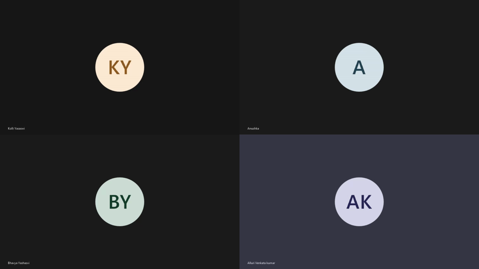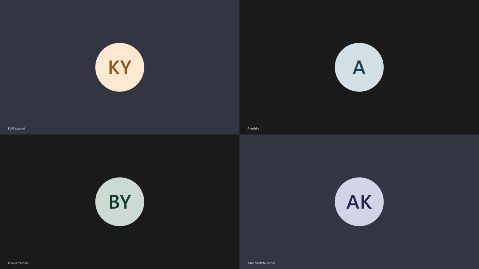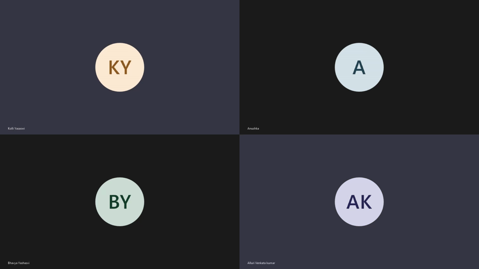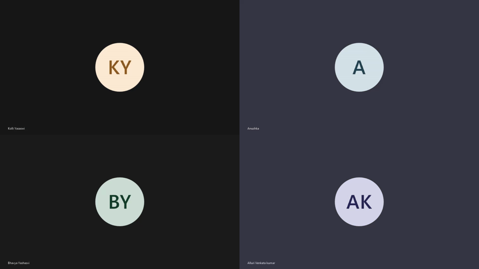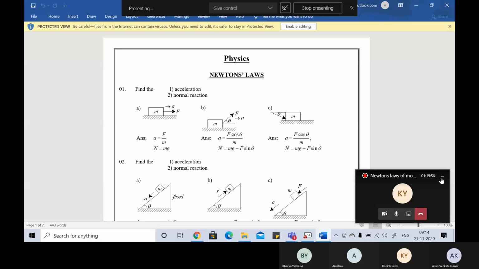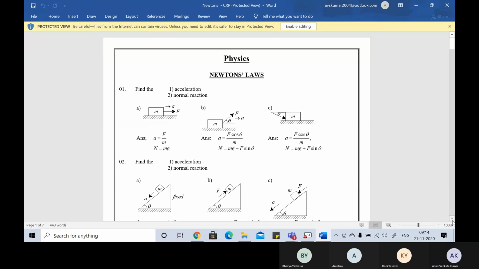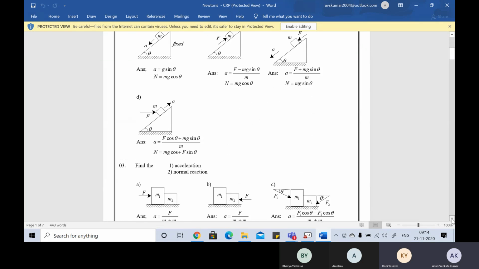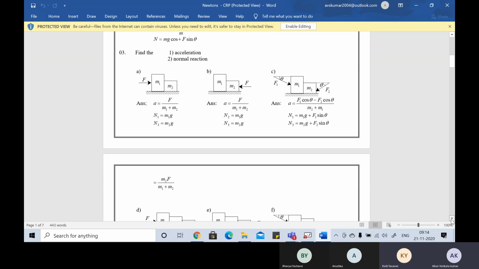So the assignment which I have given is this one. Sir, can you post this assignment because we did not get it, I believe. Which one? The one which I'm showing right now. This one. Monica ma'am sent us this one. This one only I'm explaining, Newton's laws.